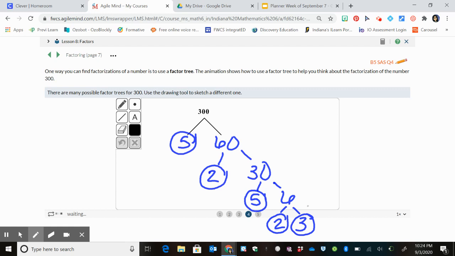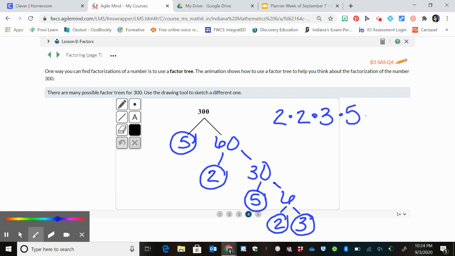So I can turn this into an expanded form of exponential notation. I'm going to go least to greatest, so smallest to biggest. So I see 2 2s, and then I see a 3, and then I see 2 5s. So I can condense this into an exponent. So I have 2 to the power of 2 times 3 times 5 to the power of 2.